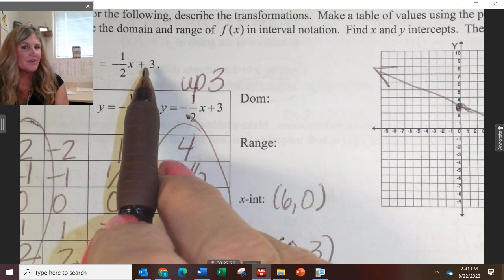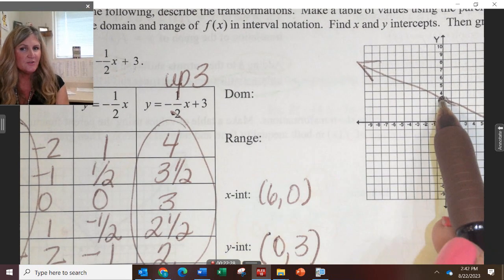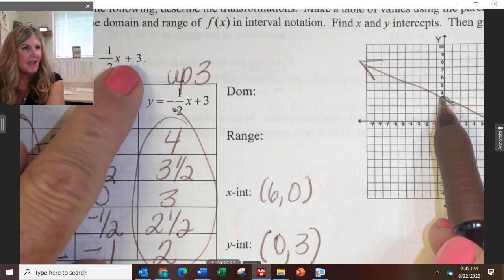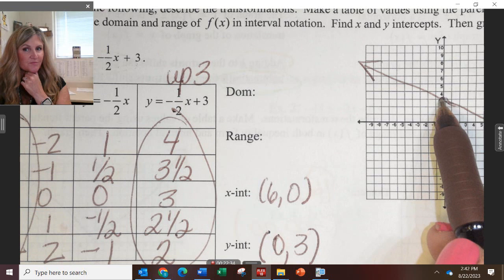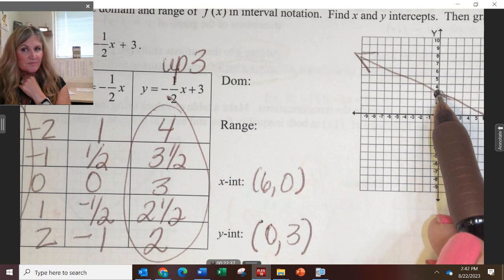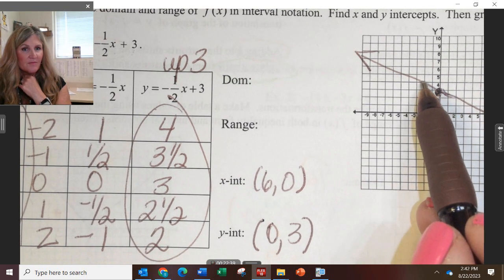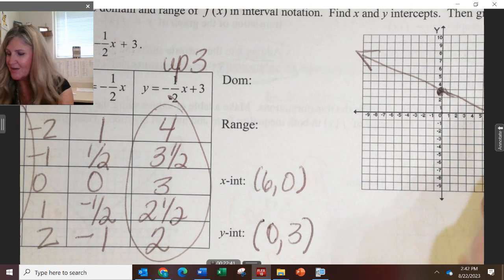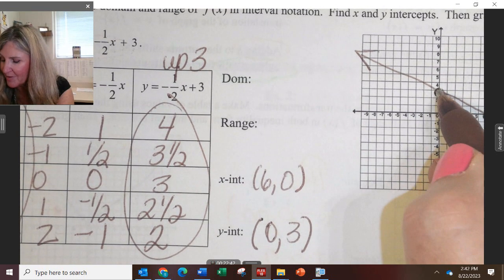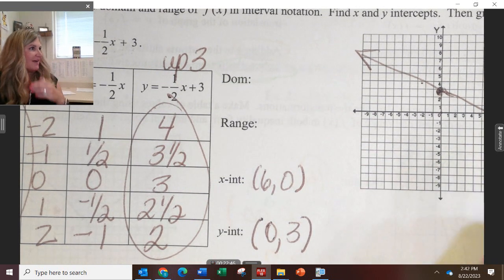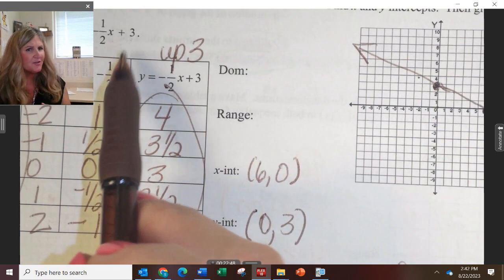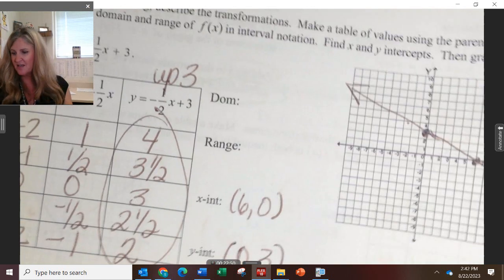Does anyone remember another way to graph this? Once I knew the y-intercept was 3, how can I graph it? Yeah. Start at 0, 3, and then go down 1 and right 2, or up 1 and left 2. Yes, very good. So I can start here at 3 and use my slope. That's another way to graph a line, okay? But make sure you know that's a line. That is not a V, that's a line.